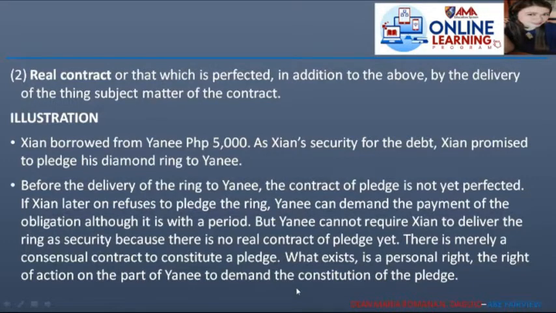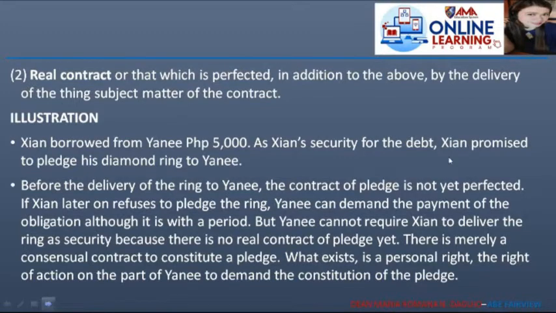Ang meron lang karapatan dito si Yani ay pwede pa rin niyang pilitin si Zia na i-deliver yung ring. Pero hindi ito mangangahulugan na tawag dito na may pledge o contract of pledge kasi wala pang delivery. Okay? So tandaan lang, class, na ang real contract, ano ang pinagkaiba niya kay consensual? Ito, may delivery of the object. Hangga't hindi na di-deliver yon, hindi perfected. Samantalang kay consensual, basta pumayag na yung dalawang party, meron nang perfected contract.